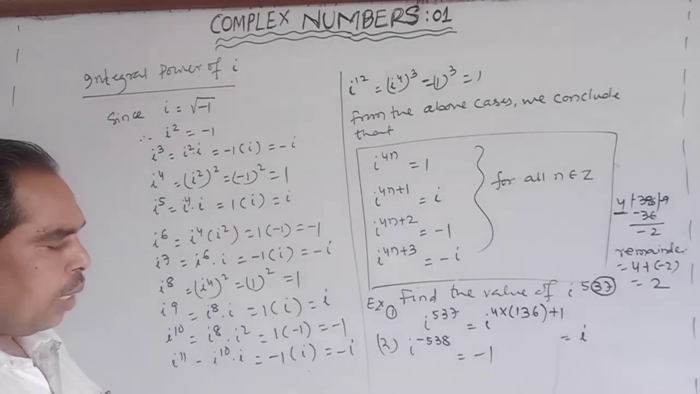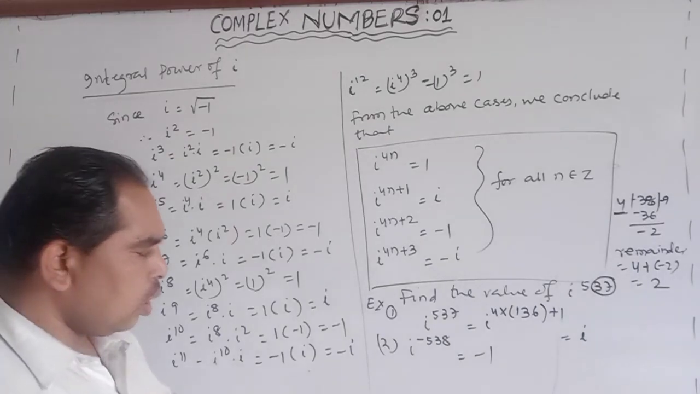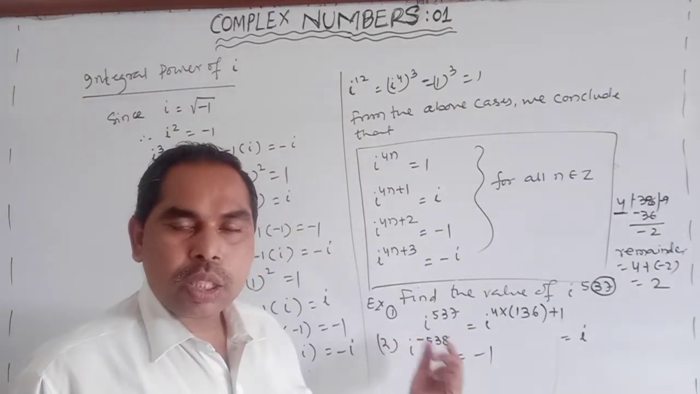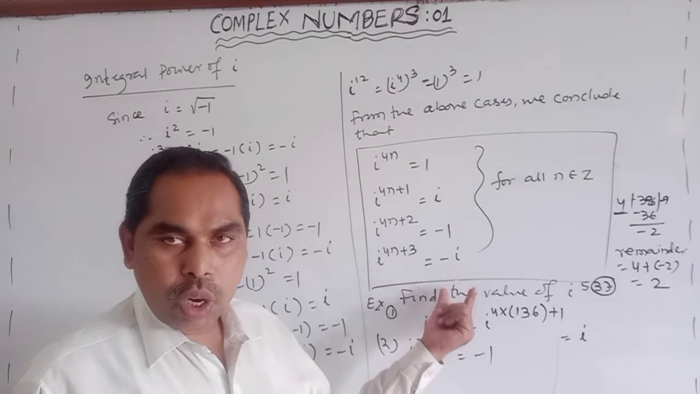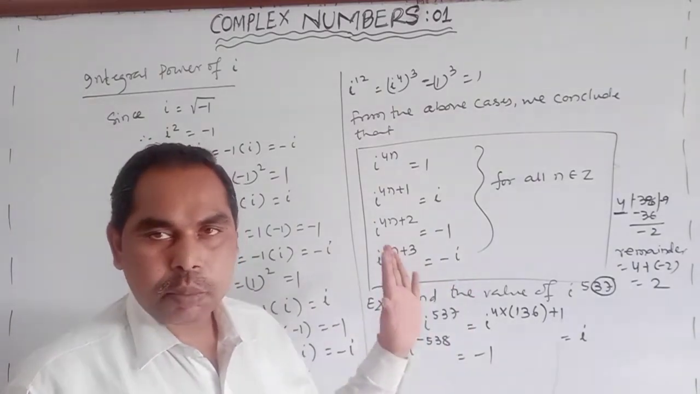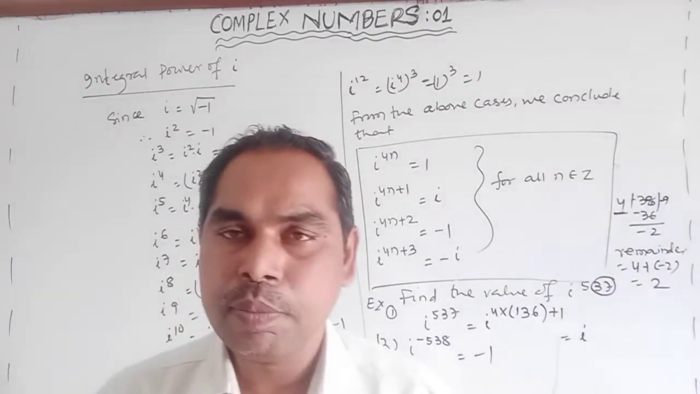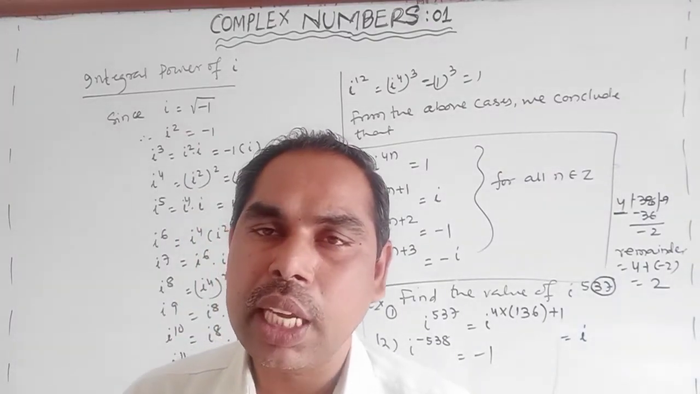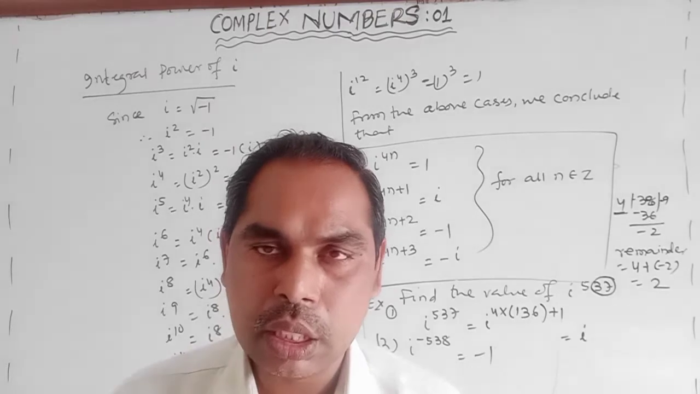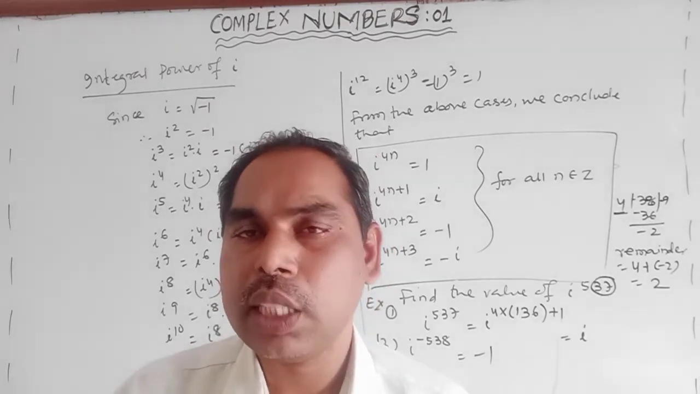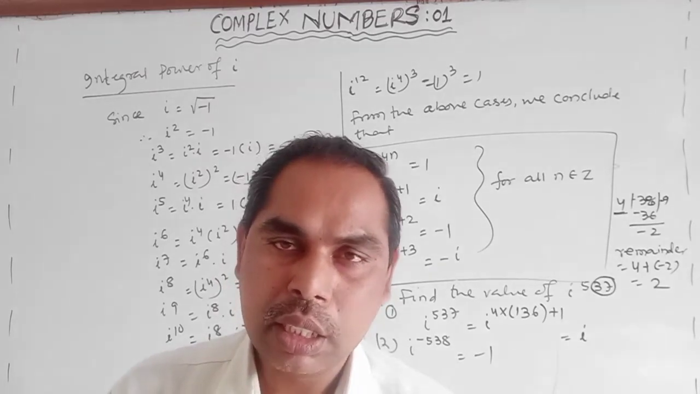Okay, minus 1. And remember, if the power is even you get plus 1 or minus 1, and if the power is odd you get i or minus i. If the power of i is even, the value is either plus 1 or minus 1. If the power of i is odd, the value is plus i or minus i.